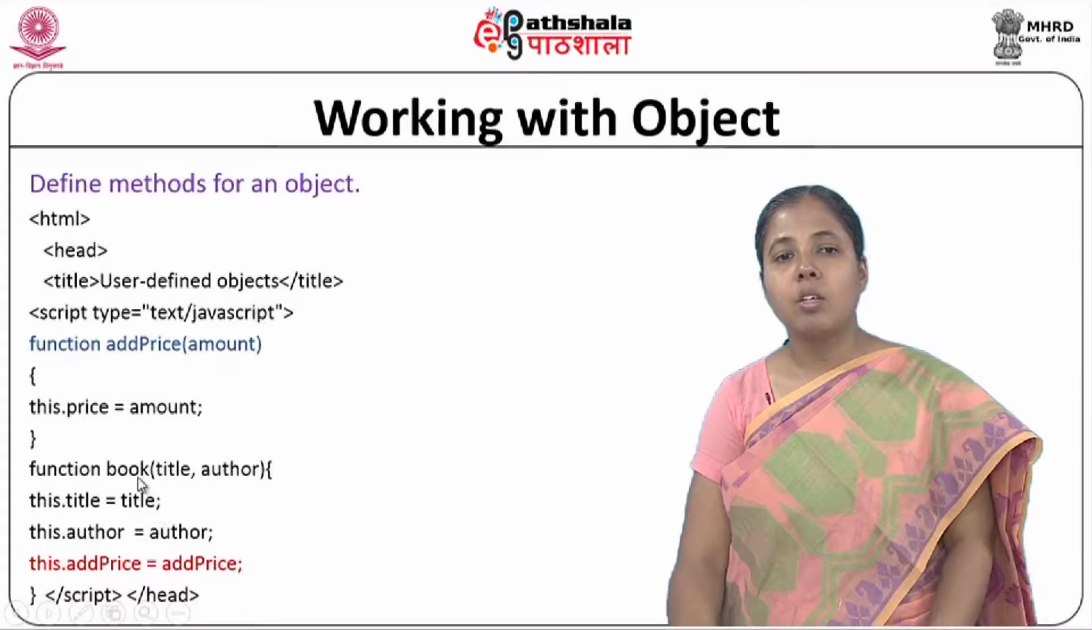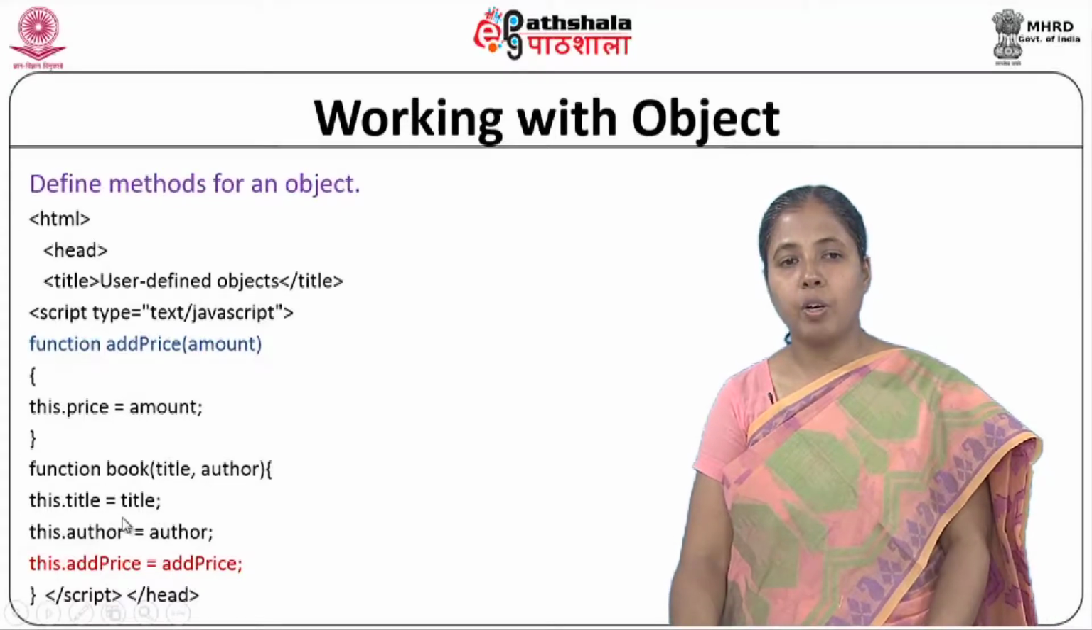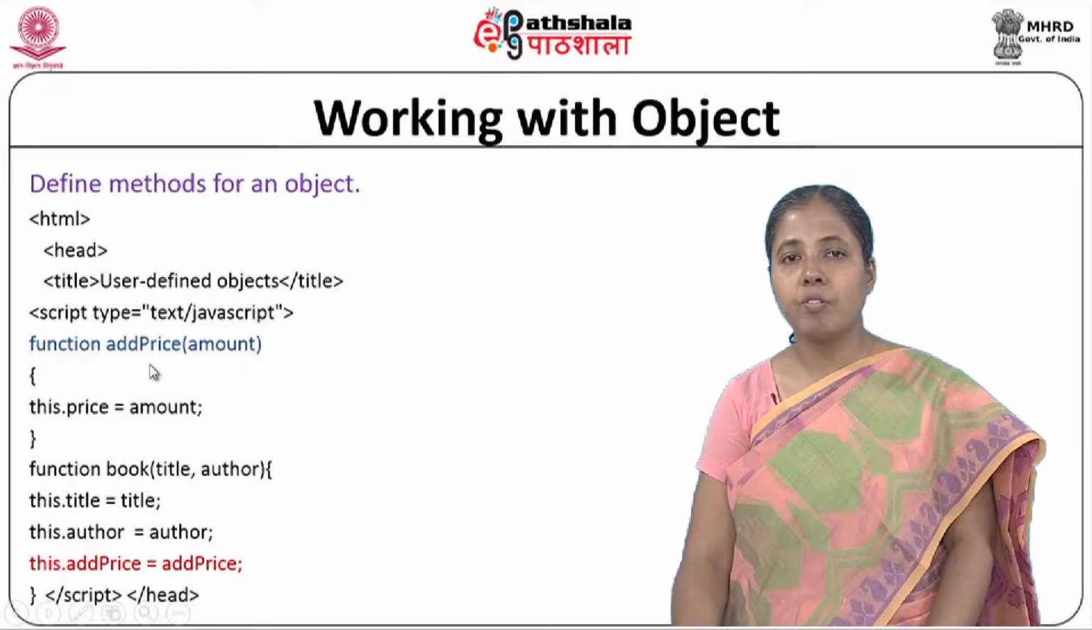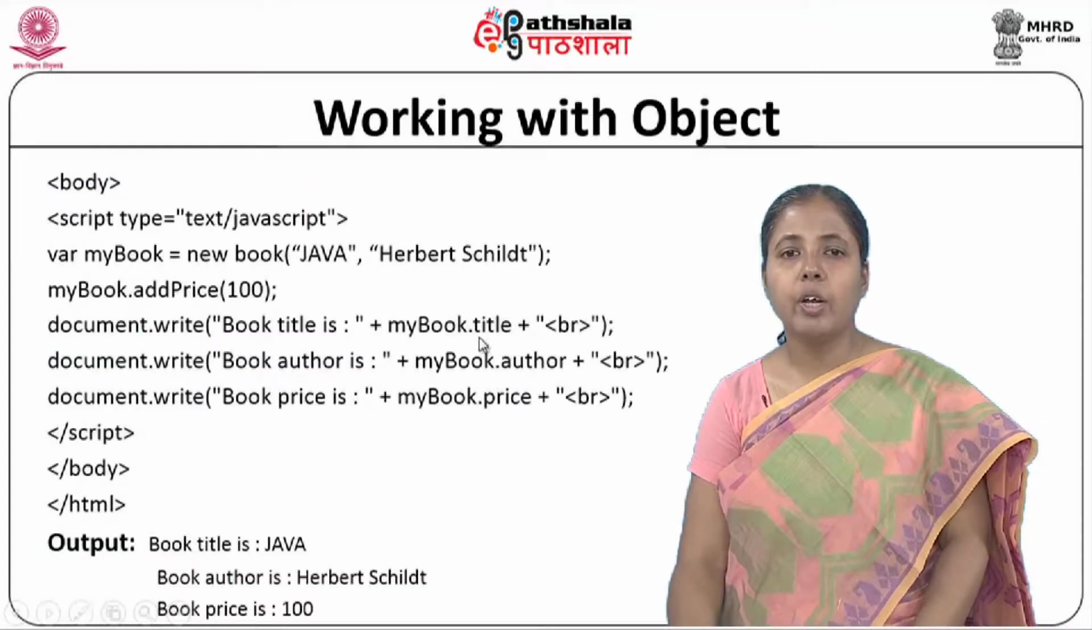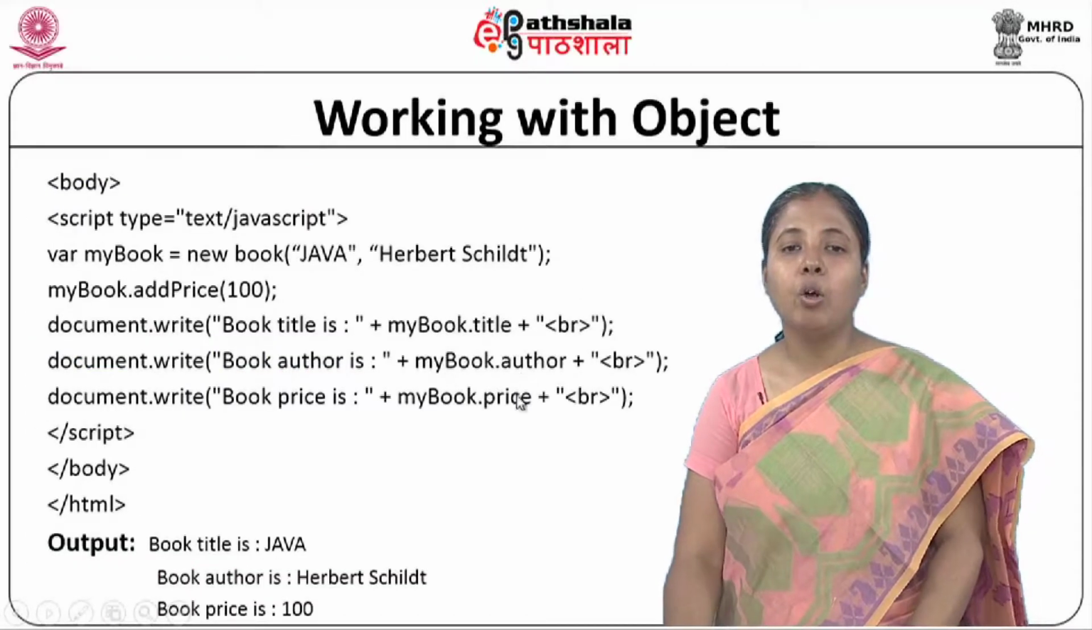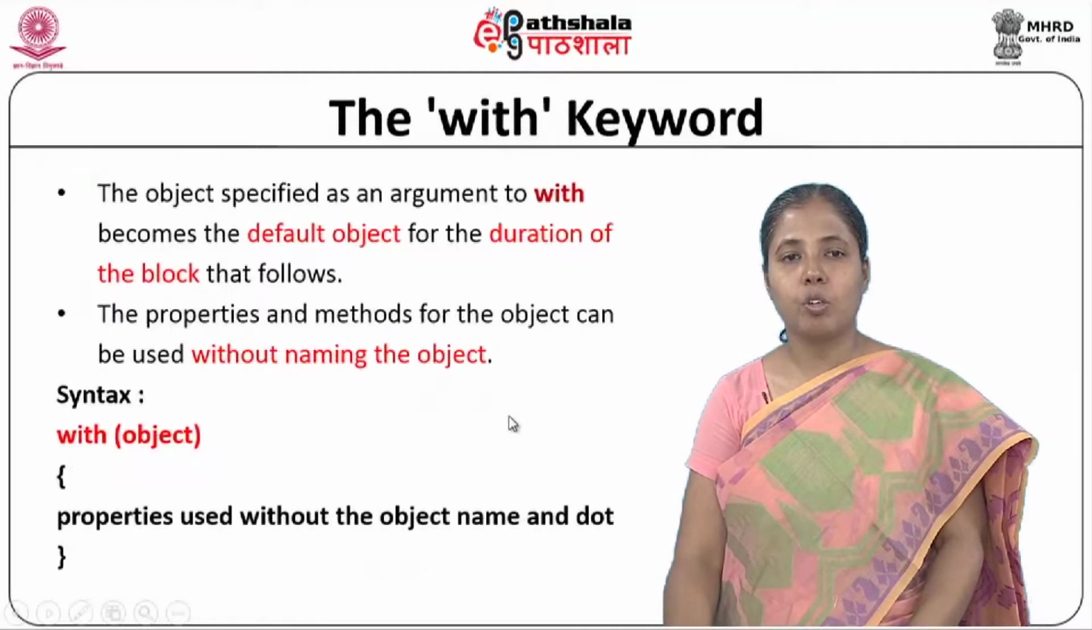So now this book has three properties: title, author and then add price. Add price is a function that would be called, and through which you assign the third property. And you are trying to print the title, author and then price of this book.